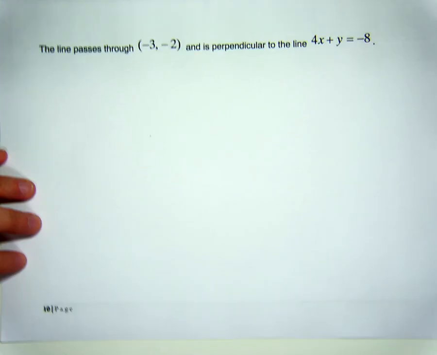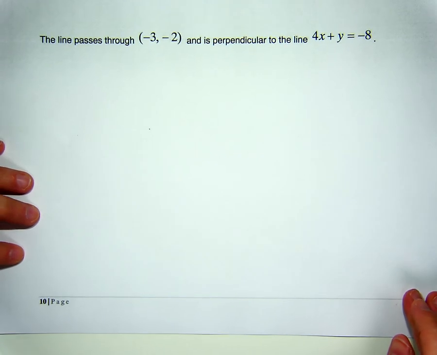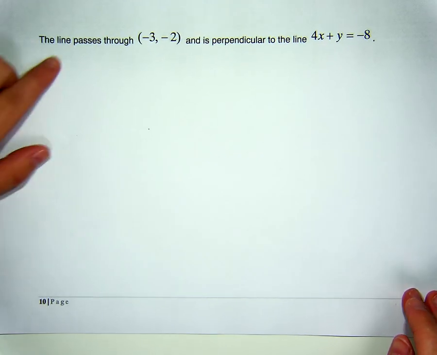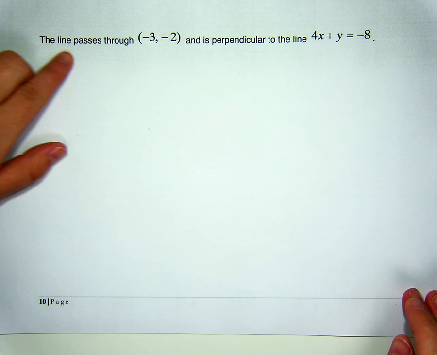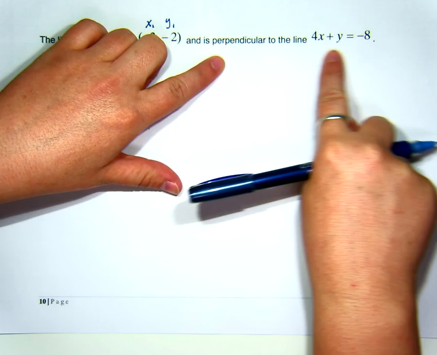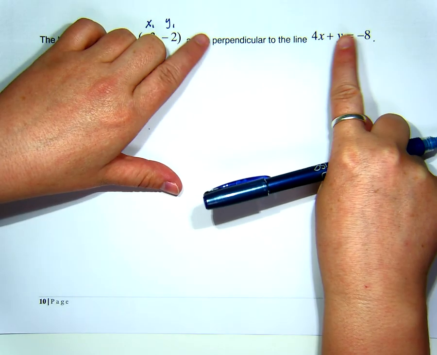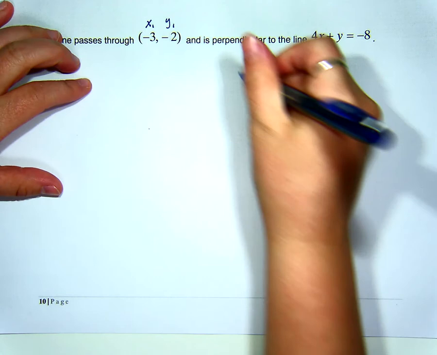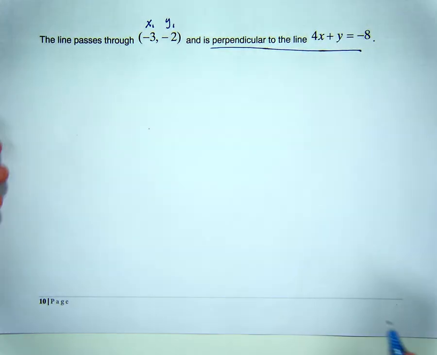Now let's start looking at those parallels and those perpendiculars. This time it says use this line passing through this point. Again, anytime you get a point, you want to label it. And perpendicular to this line. So it's giving me my point and my slope, but it's telling me my slope in a difficult way.